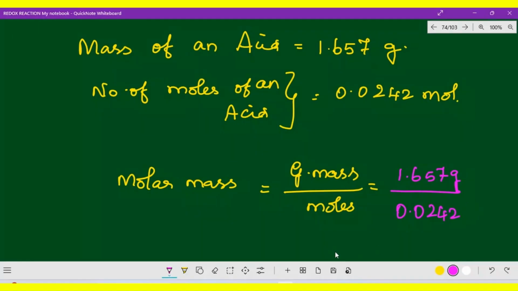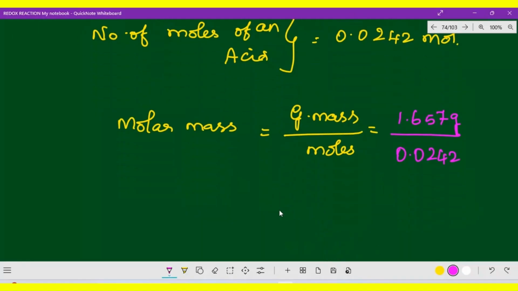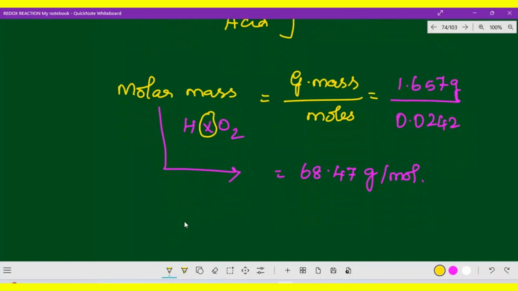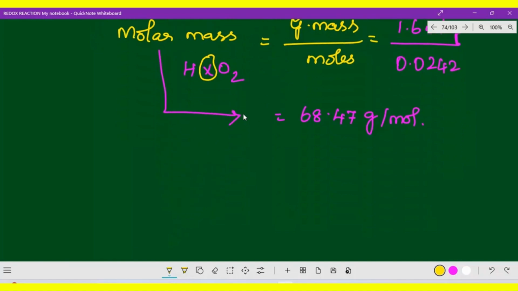0.0242. So you will be getting the molar mass, how much? You will be getting around 68.47 AMU, that is gram per mole, right? So that is the molar mass of HXO2, in which we have to identify X. I hope you got that idea. Right, next one, the formula of an acid. This is the formula of an acid, and then the molar mass. I just gave that idea of how to deal with it.